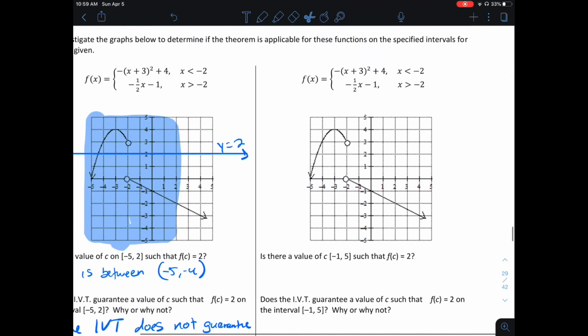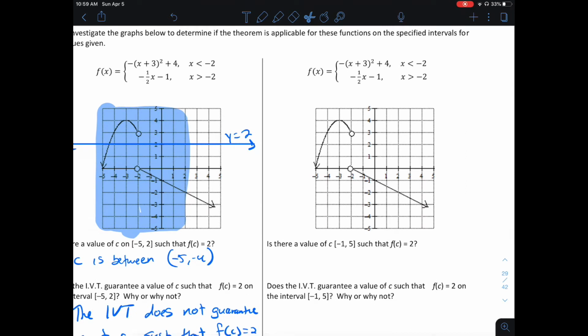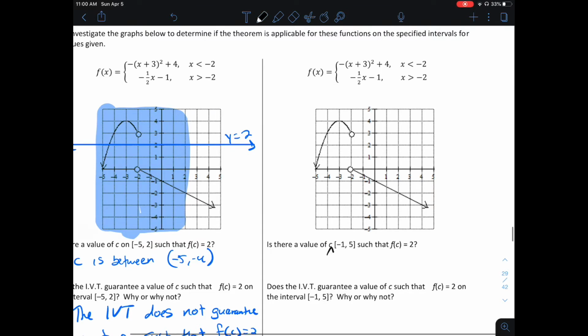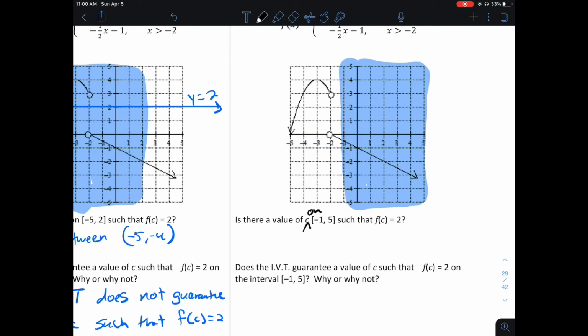Second graph, which is the same graph, we're asked different questions. Is there a value of c, and there's a typo here, on -1 to 5? So now we're looking from here to here, such that f of c equals 2. And no, this is not talking about the theorem, I'm just saying, looking at the graph, is there some place that the graph crosses the y value of 2 on this interval? And clearly not. No, there is no c such that f of c is 2.